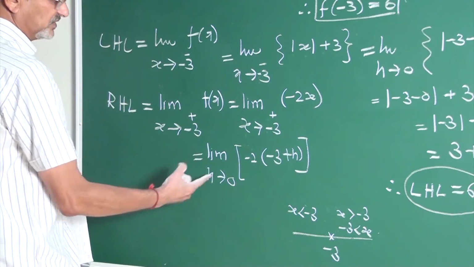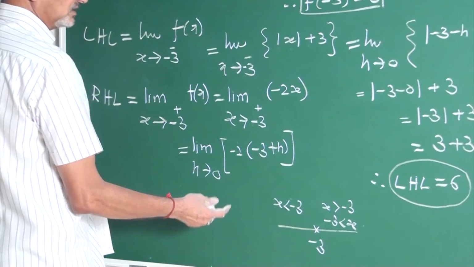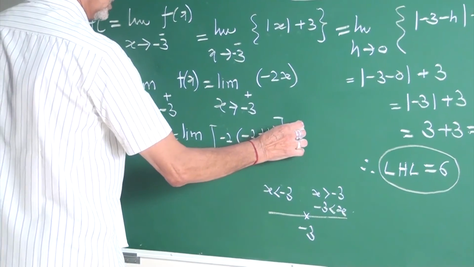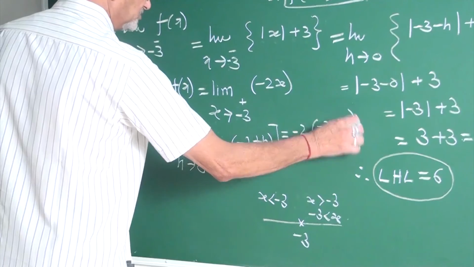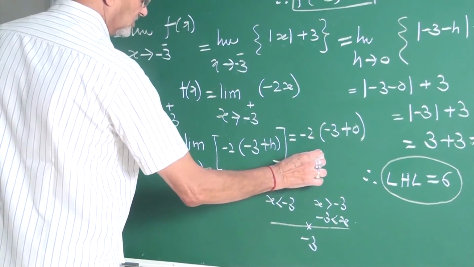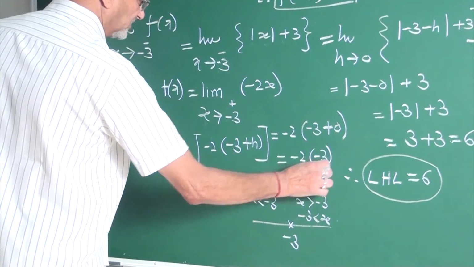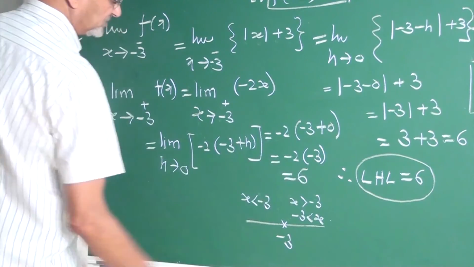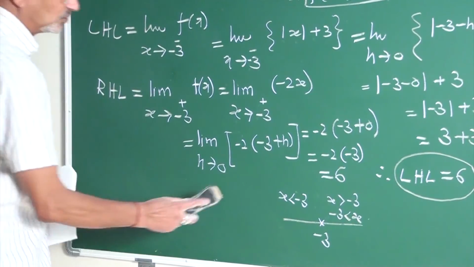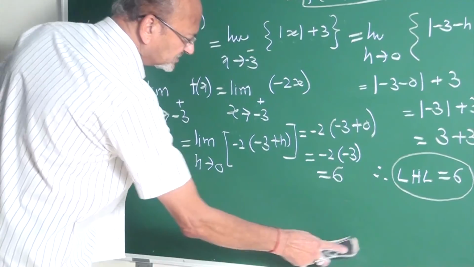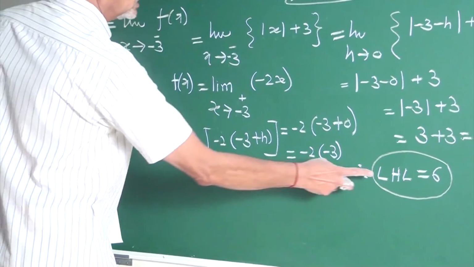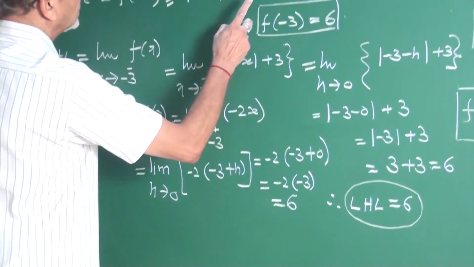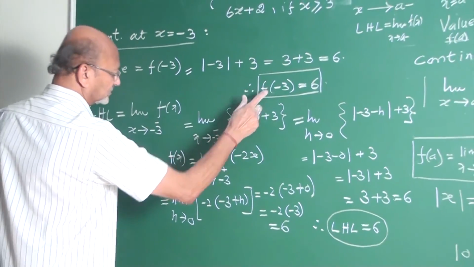Minus 3 plus h, put the value of h tends to 0. What is it? It is minus 2 into minus 3 plus 0, which is plus 6. Therefore, the value, the LHL, and the RHL, all three are equal to 6. RHL is 6, LHL is 6, value is 6.